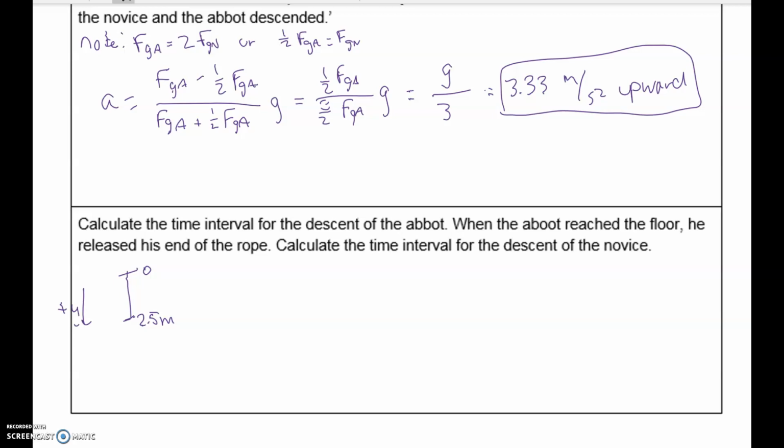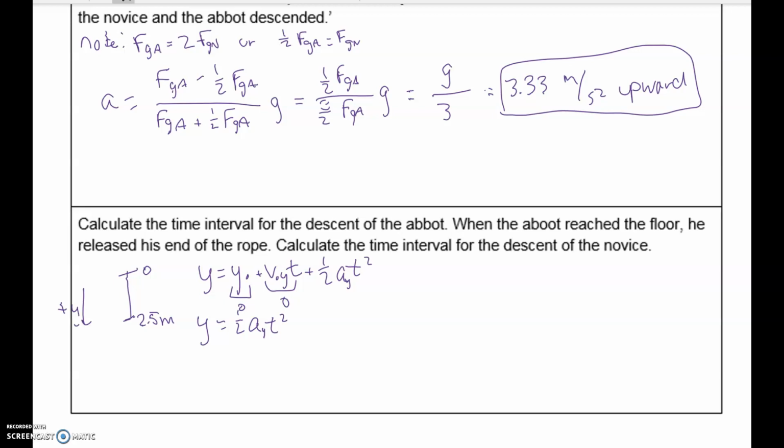Computing the time it takes to fall, we know the distance and we're trying to solve for time, so let's use the position equation. Final position is initial position plus initial velocity times time plus 1/2 acceleration times time squared. Since I'm in the y direction, I'll write this in terms of y: final height is initial height plus initial y velocity times time plus 1/2 the y acceleration times time squared. Plugging in zeros, we start from a 0 height, and the abbot also starts from rest, so that term is 0. So y is equal to 1/2 acceleration times time squared.